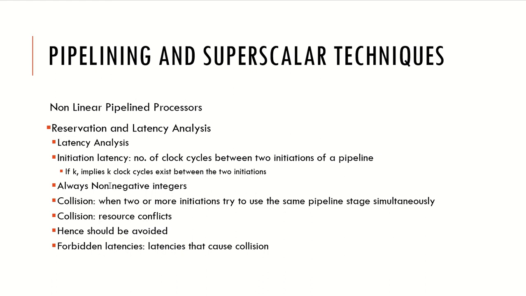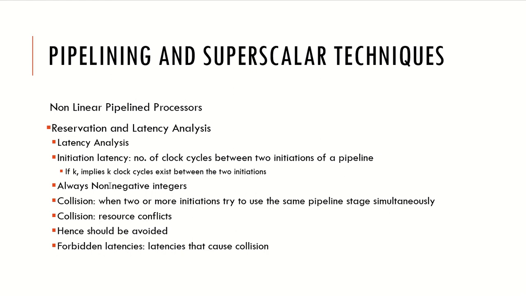Collision: if two or more initiations try to use the same pipeline stage at the same time, that is called collision. So you have multiple initiations and all of them are trying to use the same stage at the same time. A collision is an indicator of a resource conflict, which means the same stage, the same functionality, is supposed to be accessed at the same time by multiple initiations.